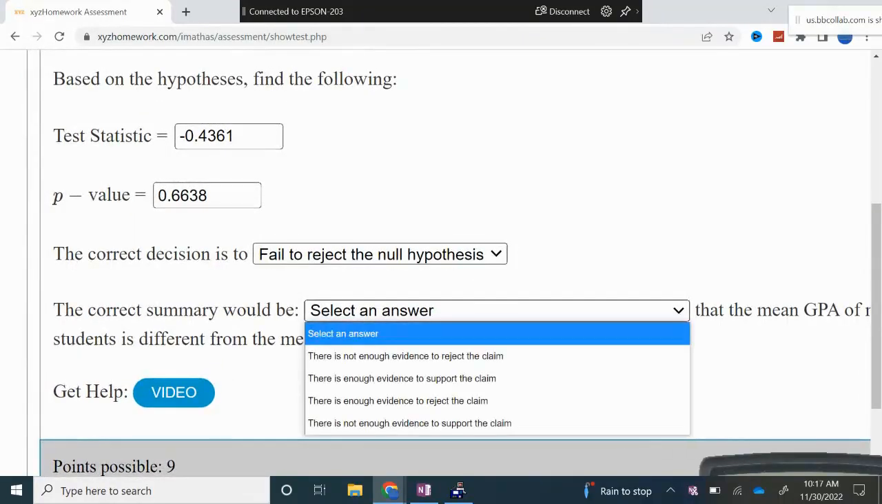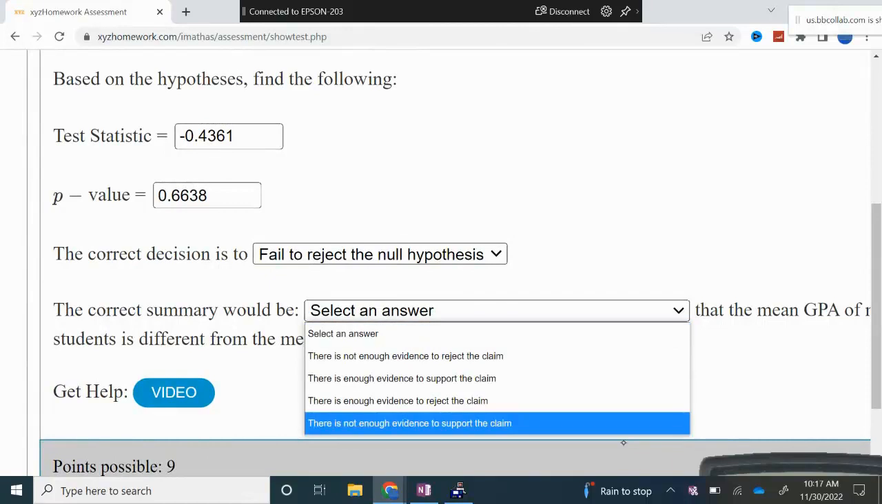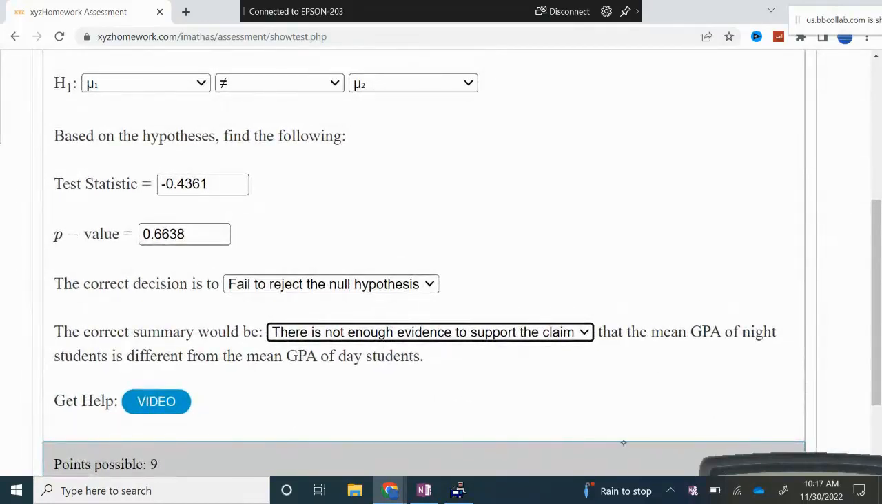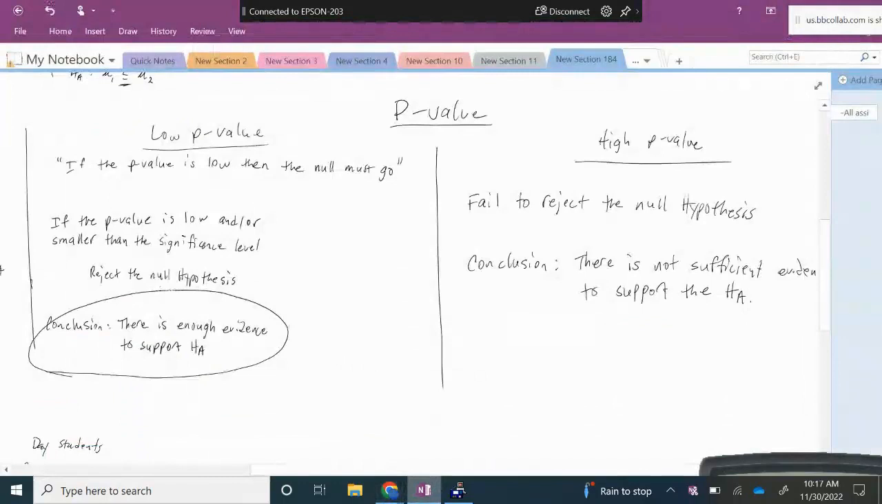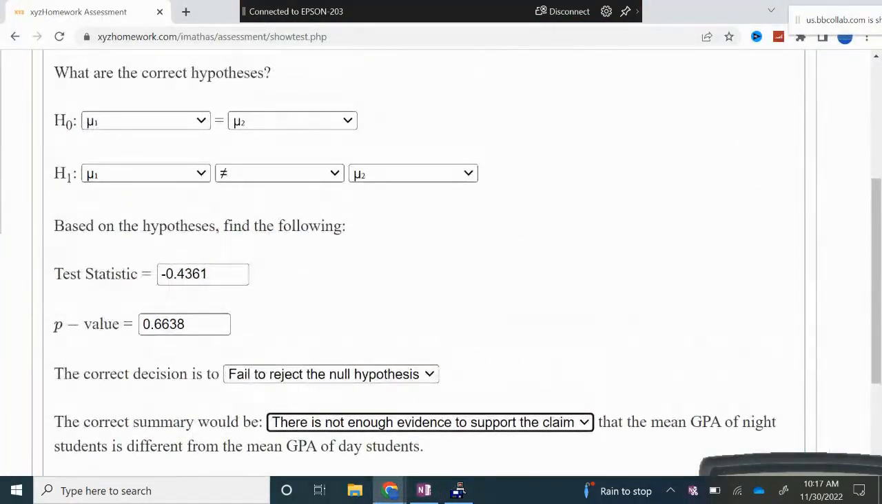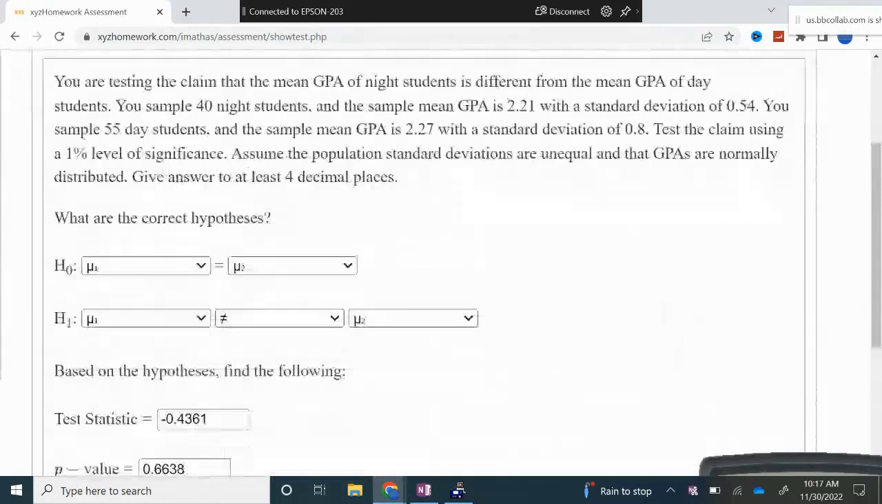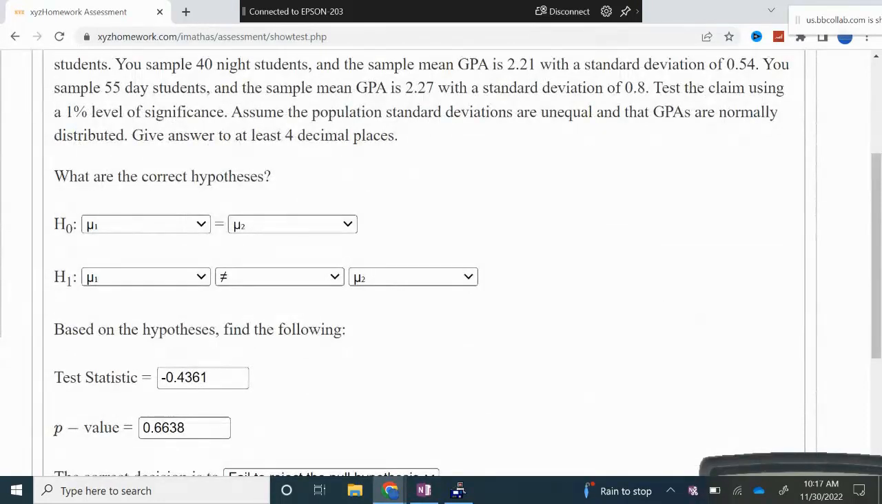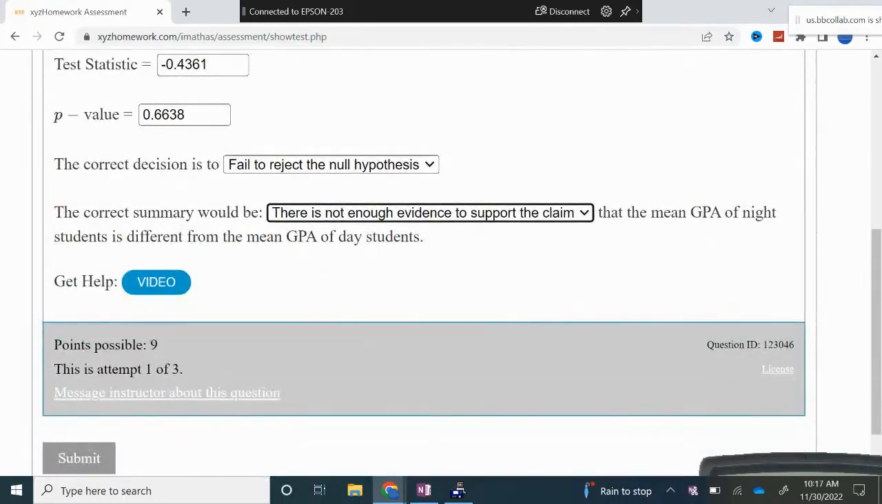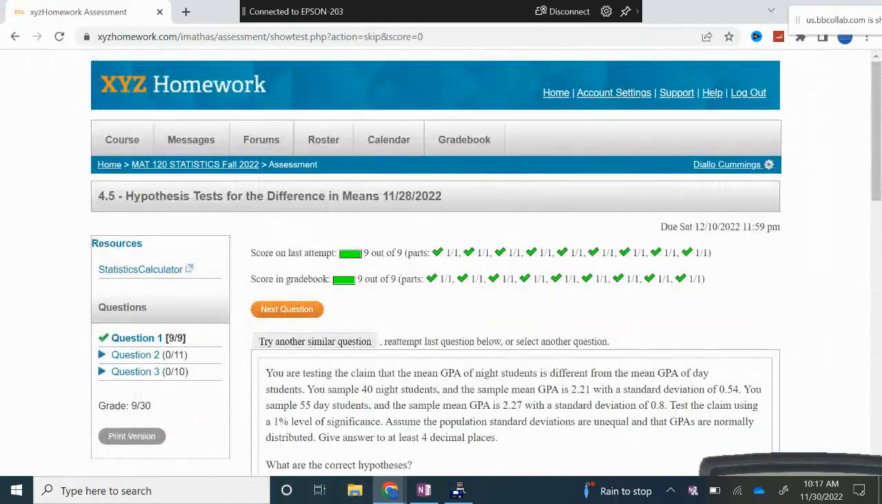And the correct summary would be that there is not enough evidence to support the claim, right? So there is not enough evidence to support the alternative hypothesis. So the claim would be actually what we're stating in the alternative hypothesis, that the two means are different. All right, that the mean GPA of the night students is different than the mean GPA of the day students.